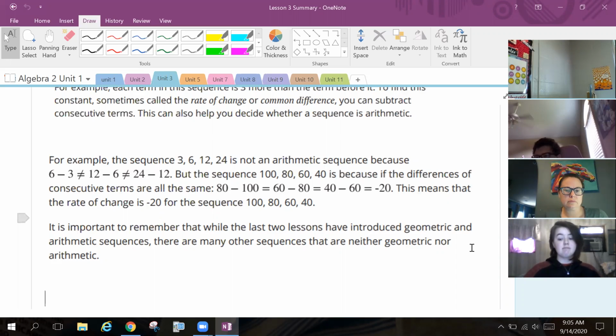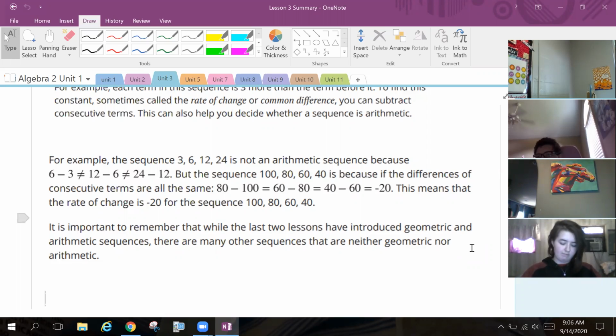All right. So that is the difference between them. One is adding or subtracting the same common number. The other one is multiplying by the same constant number. And that is what I'm trying to get you to gain from this today. We've talked about both of these sequences now, so we need to know the difference between them.